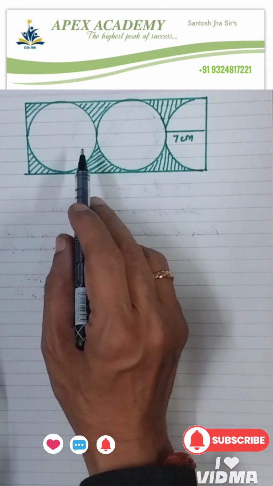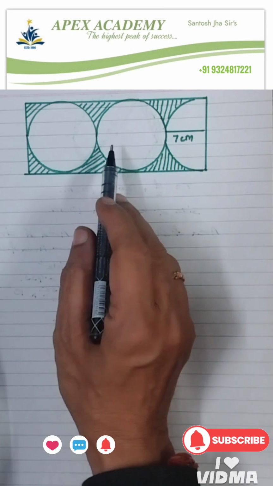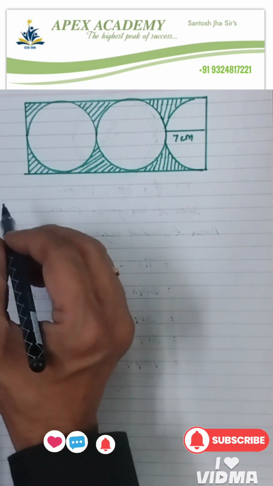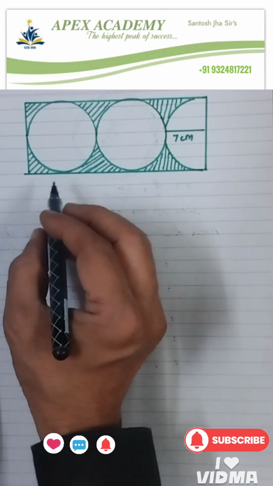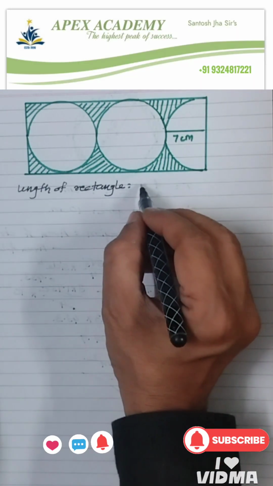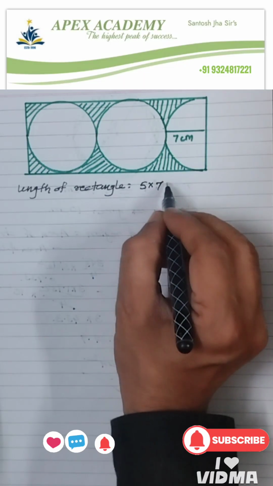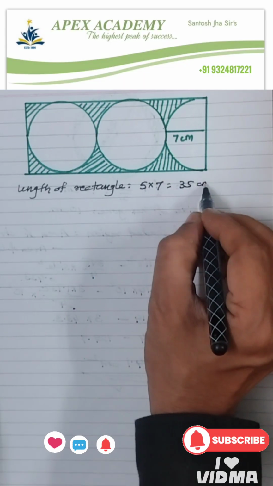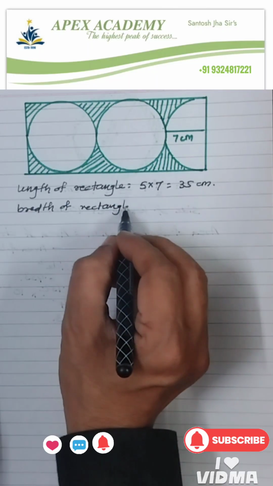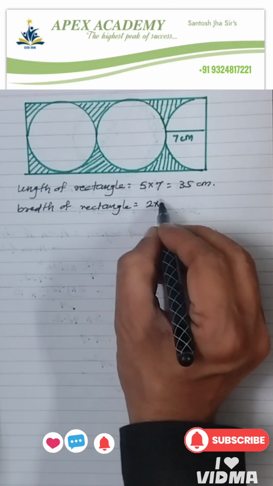Now see, in this sum there are two circles and a semicircle enclosed in a rectangle. So for this first we'll find all the dimensions. First we'll find the length of the rectangle. Length of rectangle equals 5 times the radius, so that is 35 centimeter. Again we'll find the breadth of the rectangle, which is like the diameter, so it is 2 into 7.